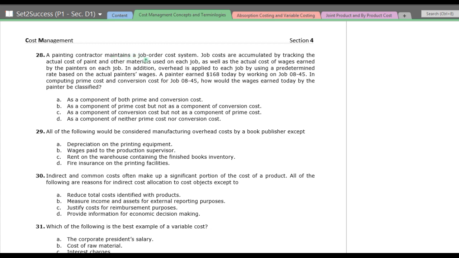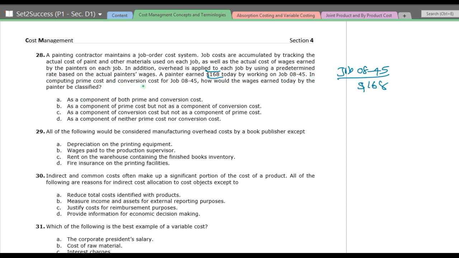A painting contractor maintains a job order cost system. Job costs are accumulated by tracking the actual cost of paint and other materials used in each job, as well as the actual cost of wages earned by the painters on each job. In addition, overhead is applied to each job by using a predetermined rate based on the actual painter's wages. A painter earned $168 today by working on job 0845.